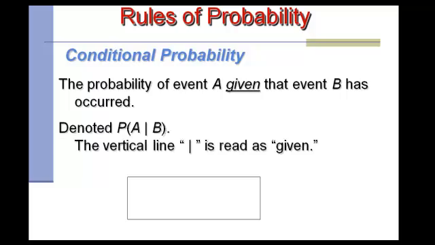Okay, there's another type of probability called conditional probability. You'll see problems that are stated as: given that A has occurred, what is the probability of B occurring? And the way it's denoted, in this case, is the probability of A given B has occurred. This line is just read as "given." So the probability of A given B has occurred. Here's the formula for it.